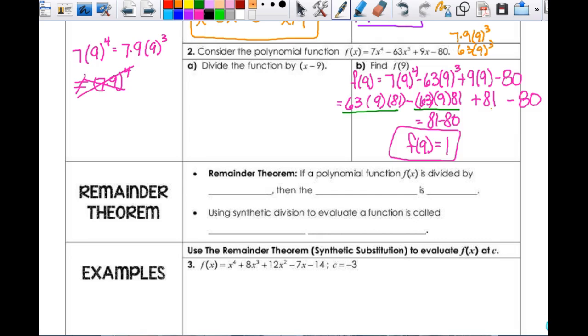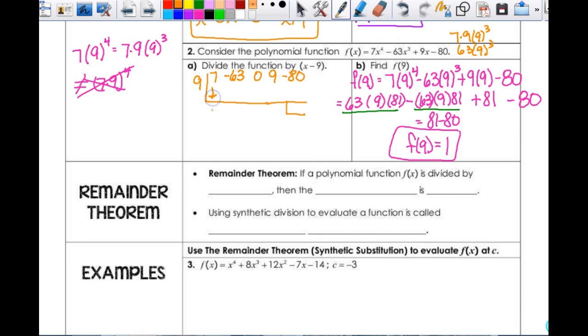So now we're going to come over here. We're going to divide that same function by x minus 9, which means on the outside I get 9. On the inside, from here, I would get 7 minus 63, then what? Nope. 0. That was another big mistake on that test. Minus 80.